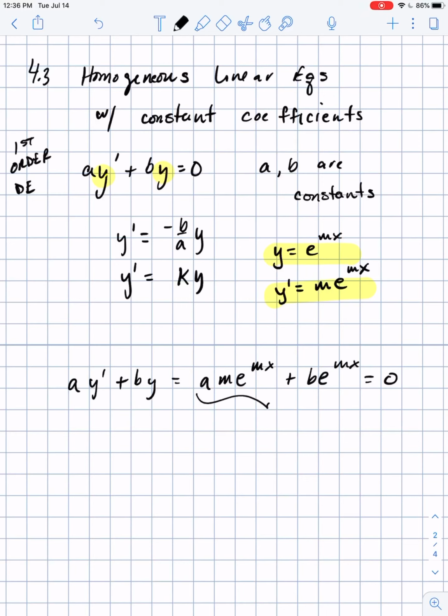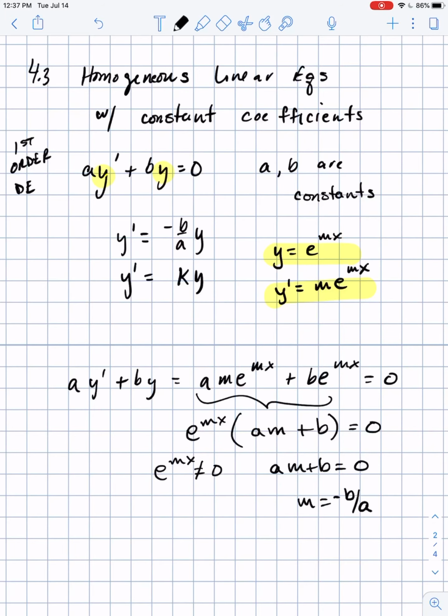So think about this. If you factor out e to the mx, we get am plus b equals 0. And if you know exponentials, you know this can never be 0. So really we're just looking to see when is this am plus b going to be 0, and that will equal negative b over a.